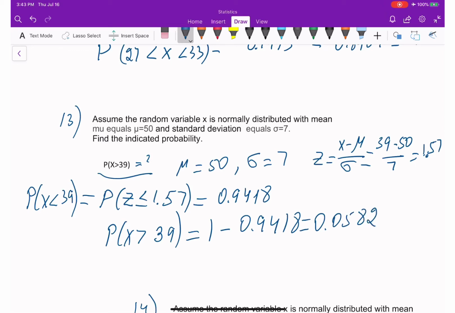That will be 0.0582. Why? Because if this is my 39, we need to find this area, right? So therefore, since z-score is the same for right area and left area, we find this one, and then from 1, total is 1, subtract this probability 0.9418, and you will get 0.0582.